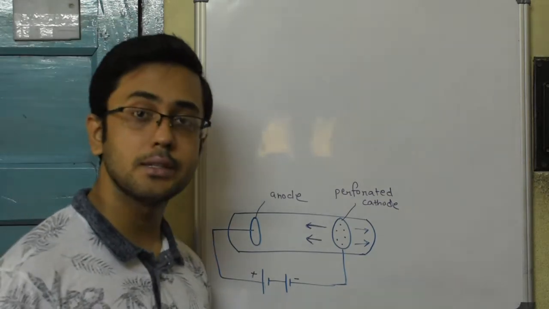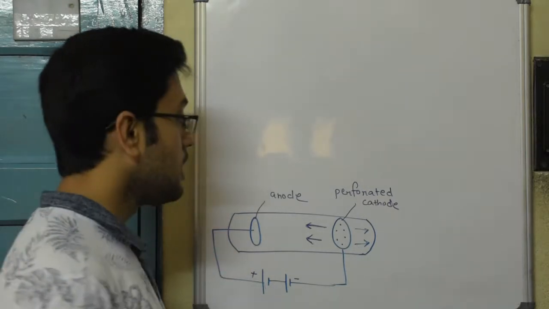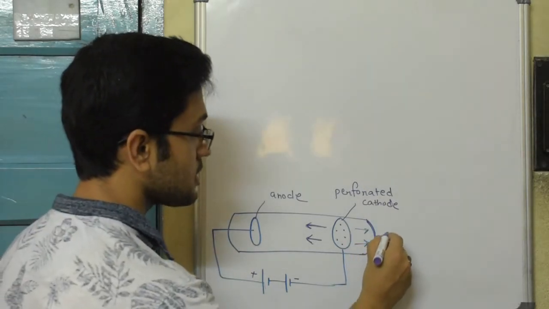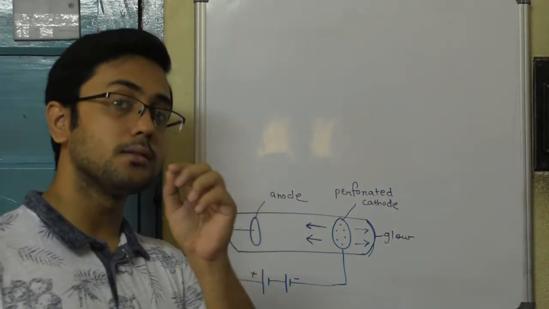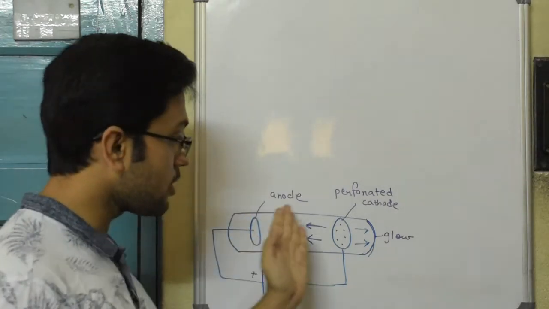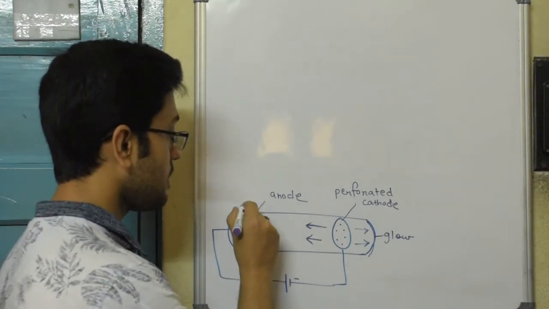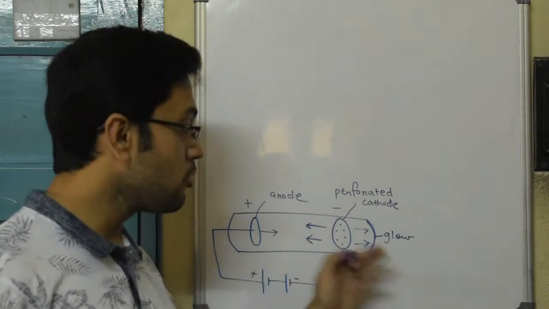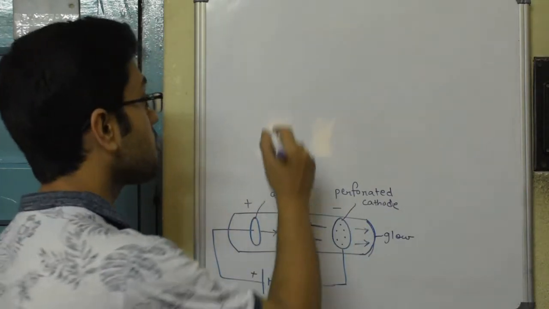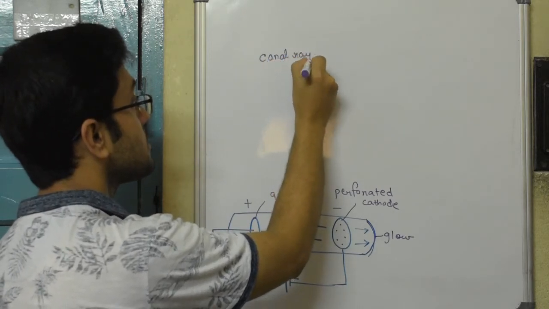That was already discovered, but this time by using the perforated cathode, it was found that there is a glow on this side as well, which means there are some particles or some rays which are traveling from the anode towards the cathode. That is, from the positive terminal to the negative terminal. These new kind of particles or rays that were traveling were called the canal rays.